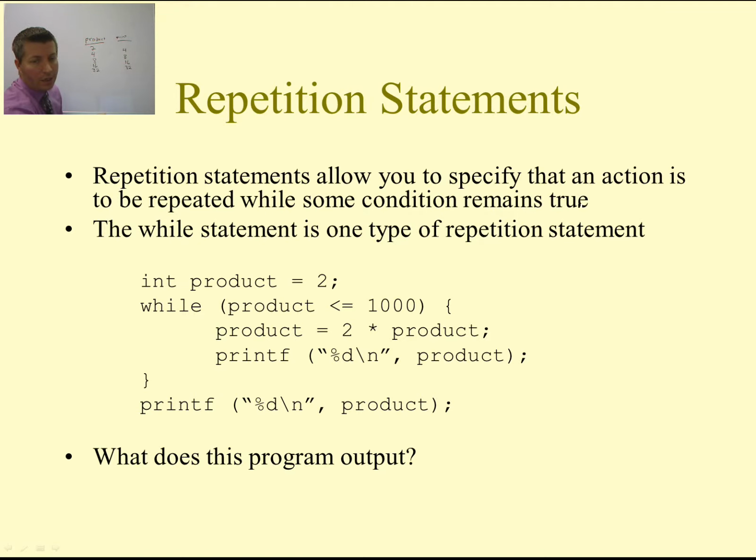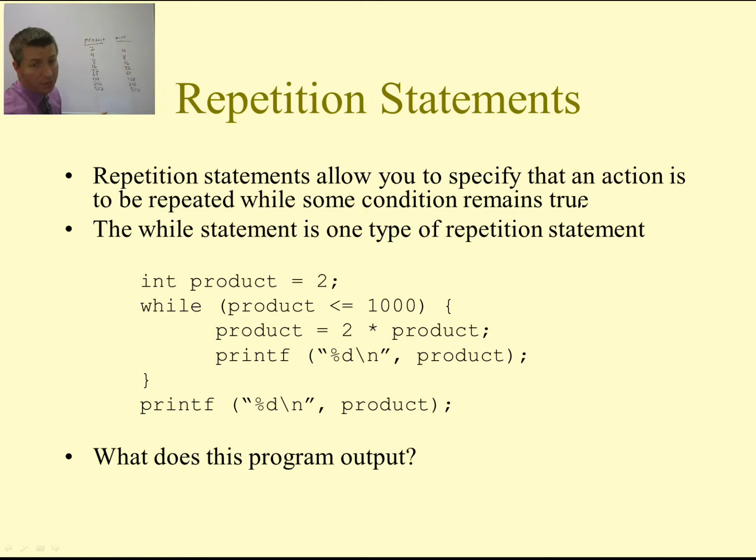Product 32 is less than or equal to 1,000, so it makes it 64 and prints 64. 64 is less than or equal to 1,000, and it makes it 128, and then it prints 128. 128 is less than or equal to 1,000, makes it 256, and prints 256. 256 is less than or equal to 1,000, so it makes it 512, and then prints 512.